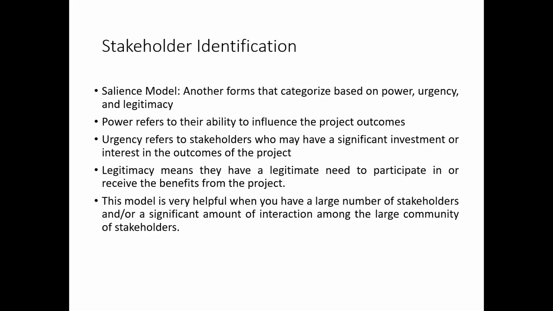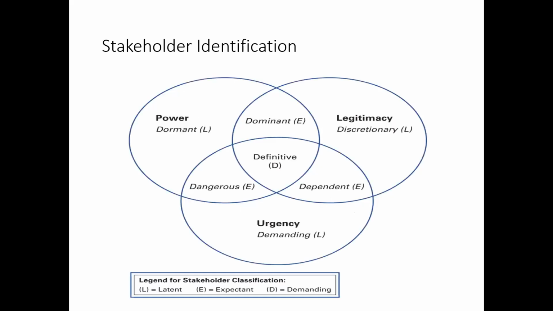So there are salience models which categorize by power, urgency, and legitimacy, where power reflects their ability, urgency refers to stakeholders who have a significant investment, and legitimacy means they have a legitimate need to participate in or receive the benefit from the project. So this model is very helpful for identifying a large number of stakeholders.